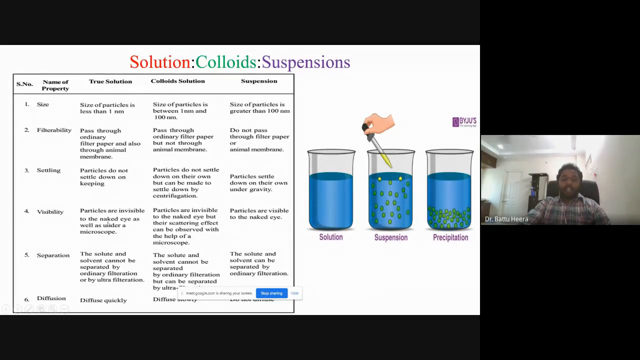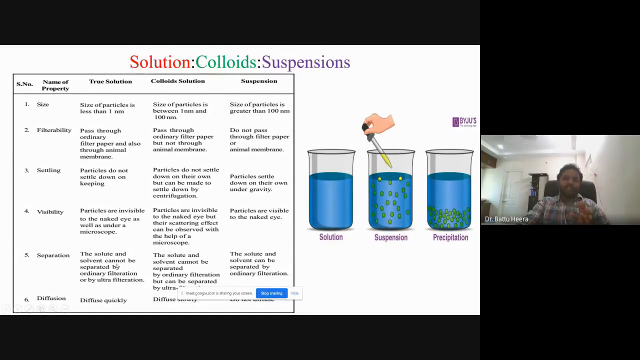Okay, and coming to the true solution visibility, particles are invisible to the naked eye as well as under a microscope. Particles are invisible to the naked eye, but their scattering effect, ఇప్పుడు నేను చెప్పాను కదా particles ఉంటాయి కాబట్టి light scattering అవుతుంది, but that scattering effect can be observed with the help of a microscope. But here in the case of the particles are visible to the naked eye, it is visible to the naked eye coming to the suspensions. Now come to the separation. The solute and solvent cannot be separated.